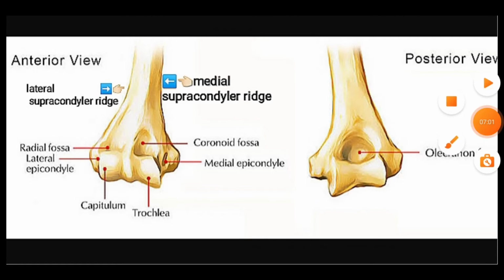The medial edge of the trochlea projects down 6 mm more than the lateral edge. This is the medial edge and this is the lateral edge of the trochlea. This results in the formation of the carrying angle.